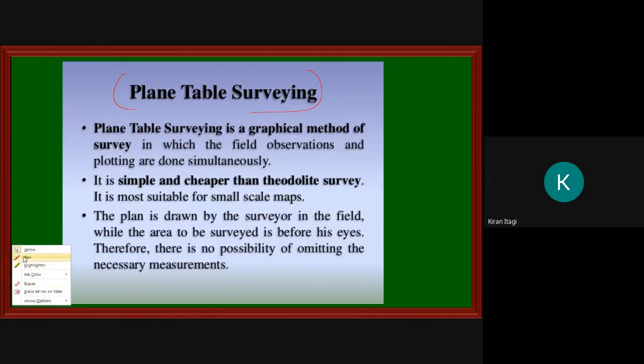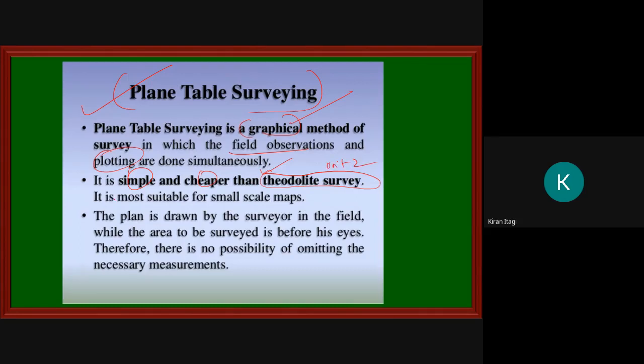So the very first thing is the basics of plane table surveying. Plane table surveying is a graphical method. Okay, it is not a metrical method. It is a graphical method of surveying in which field observation and plotting are done simultaneously. That is, sighting and plotting are done simultaneously. It is simpler and cheaper than geodetic survey. We will see about that in the next unit, that is unit number 2. It is most suitable for small scale mapping.